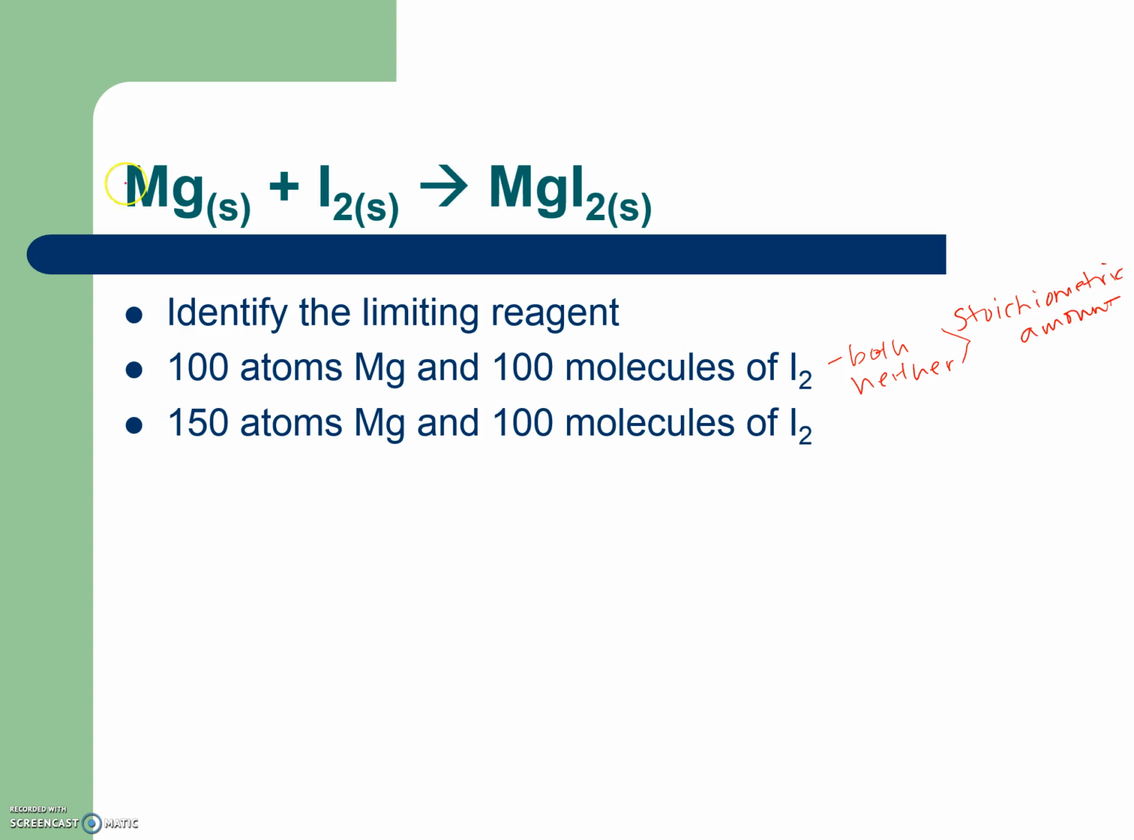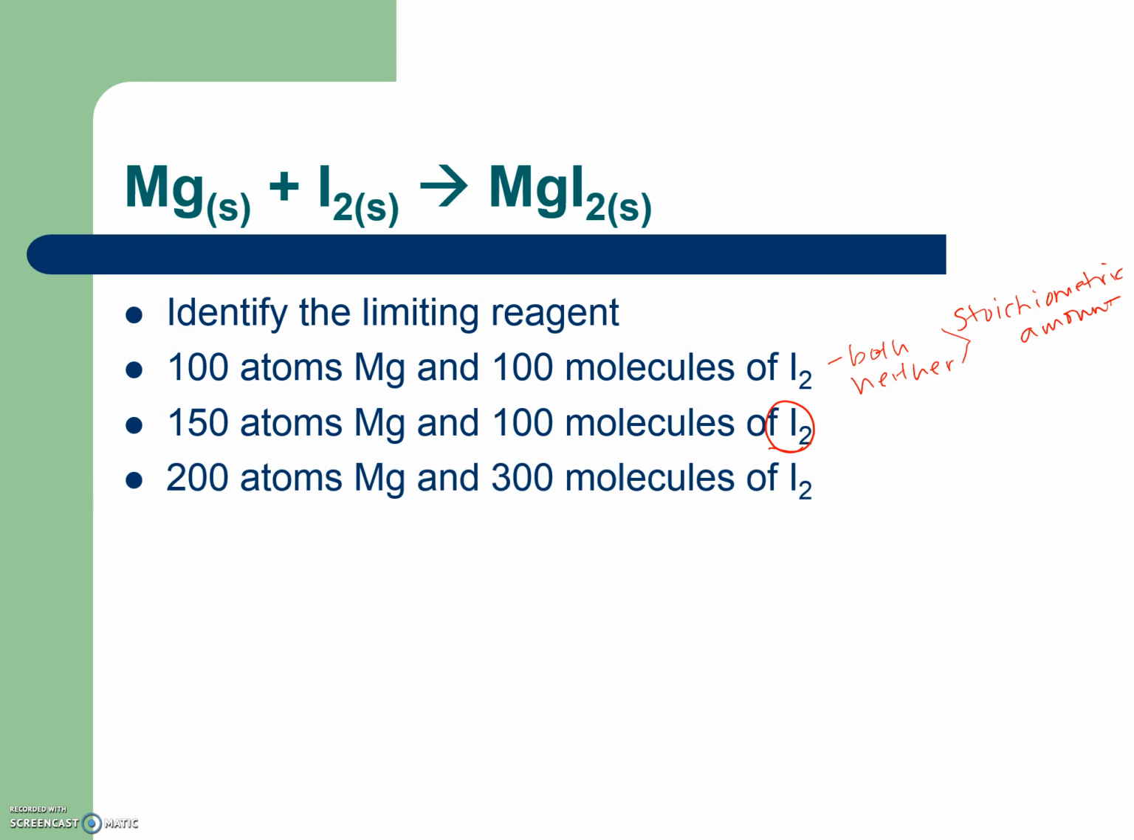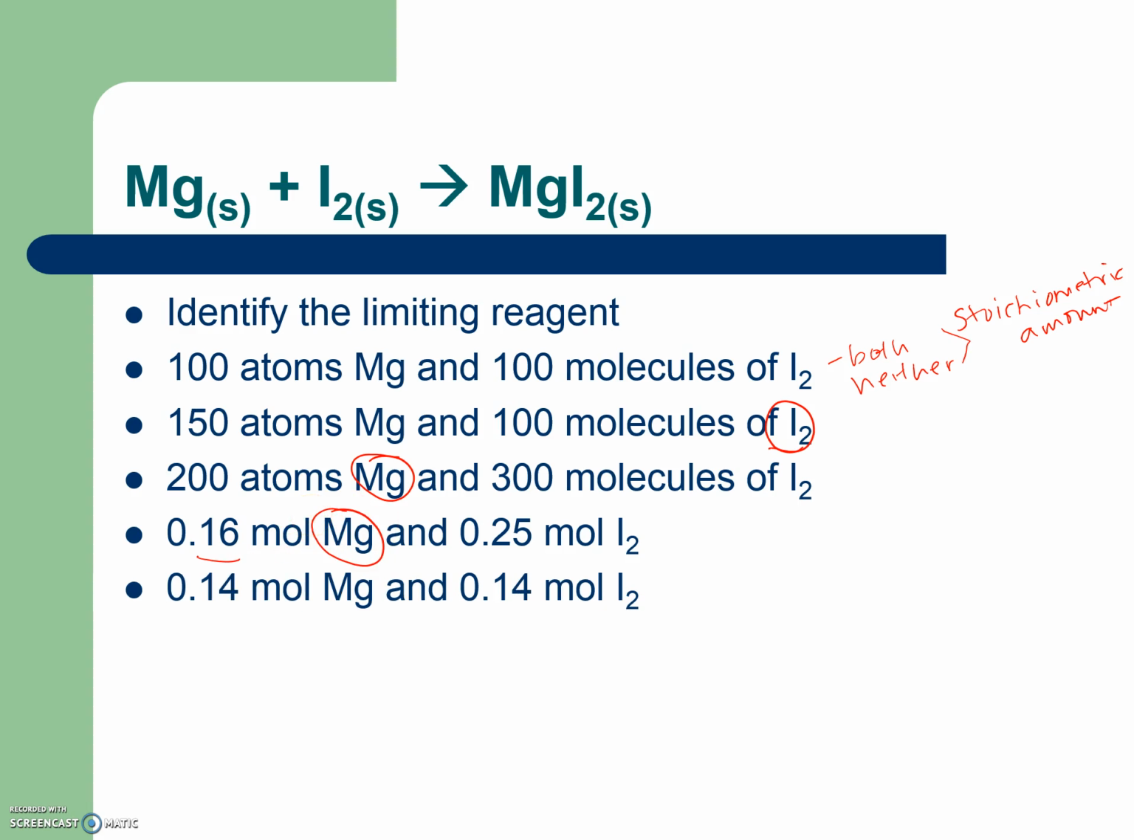If I have 150 of this and 100 of this, well, I'm going to run out of the one that's less. I'm going to run out of I2. If I have 200 atoms of Mg and 300 molecules of I2, I'm going to run out of, in this case, Mg. But remember, it's a 1-to-1 ratio. If I look at moles, if I have 0.16 and 0.25, I'm going to run out of the one with the smaller number of moles. So again, that's going to be Mg.